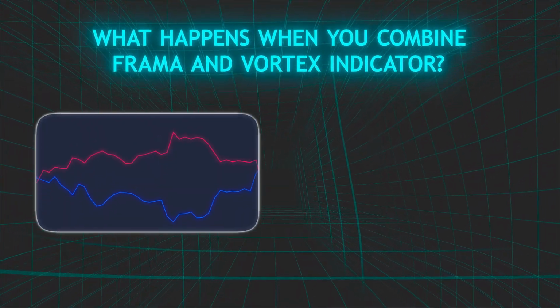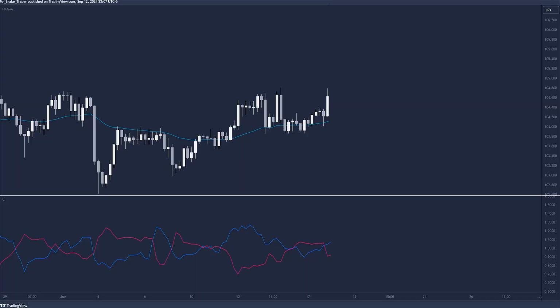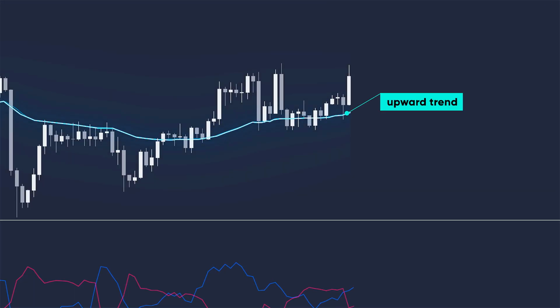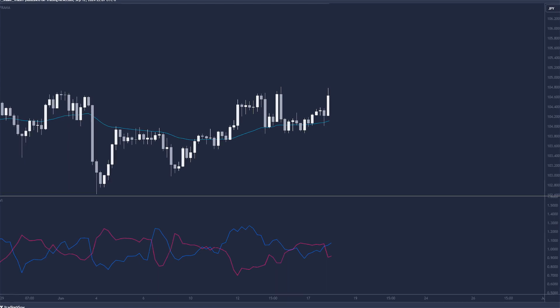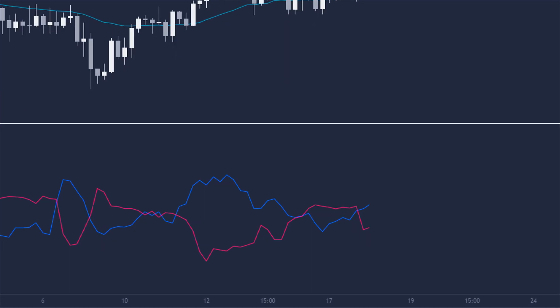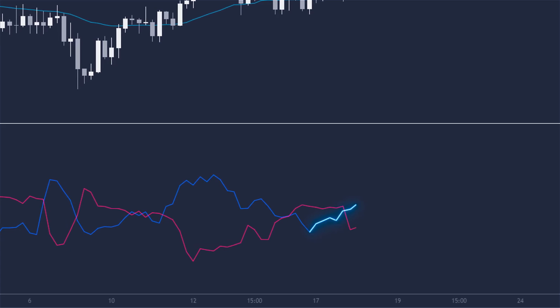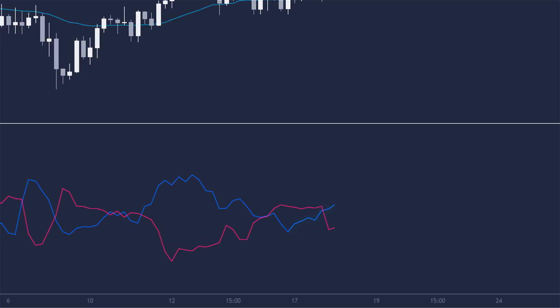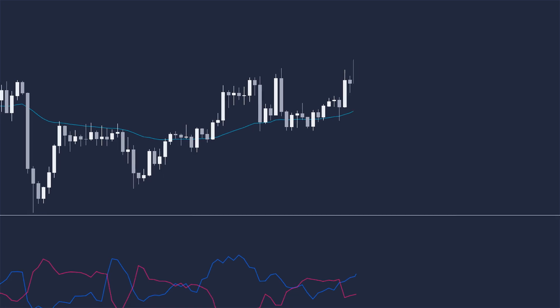What happens when you combine the FRAMA and the Vortex Indicator? The FRAMA is in charge of showing you the general trend of the market, bullish or bearish. But this is where the Vortex does the most important work. Once the FRAMA indicates the direction, if positive VI crosses above negative VI in an uptrend according to FRAMA, it is a clear signal to enter buy.